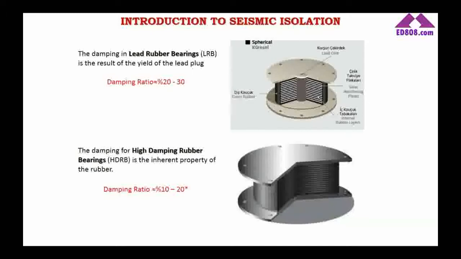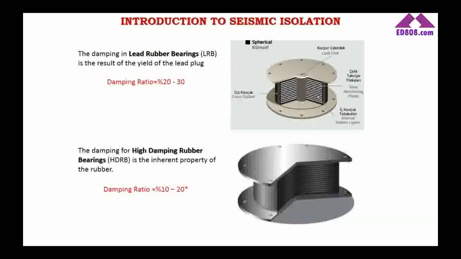In lead rubber bearings, the damping ratio is between 20% to 30%, and the damping occurs by the yield of the lead plug itself. Why do we use lead plug? Because after it yields, it can return back to its original form again, and can be used again and again. For high damping bearings, the damping ratio is between 10% and 20%, and the damping is achieved by adding some chemicals, what we call carbon black, inside the rubber compound itself.